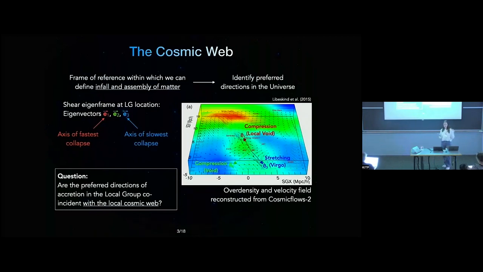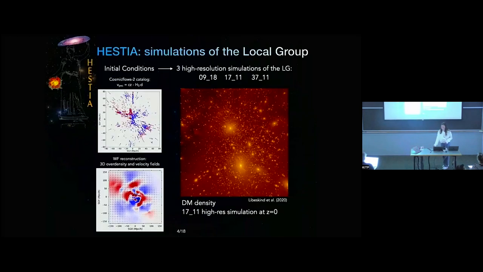So by using this definition of the cosmic web, we are going to answer the following question. Are the preferred directions of accretion in the local group coincident with the local cosmic web? For this work, we use high-resolution simulations from the HESTIA simulation suite, which is a set of low and high-resolution constrained simulations of the local group. The Cosmicflows-2 peculiar velocities and Wiener filter reconstructed velocity field have been used for the initial conditions. And in this work, we are going to consider all 3 high-resolution simulations.